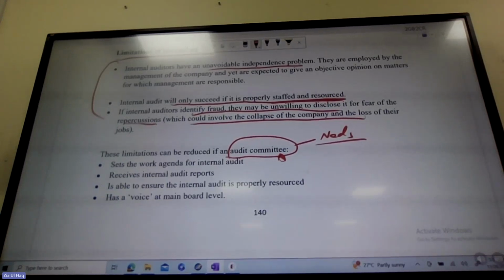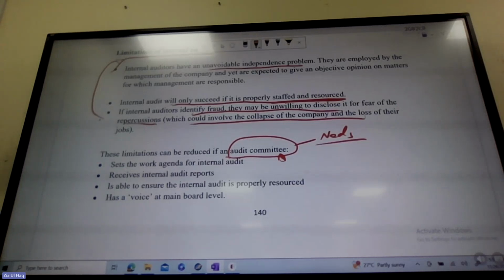By reporting his work to the audit committee, his independence can be ensured, his resources can be ensured, and he will be highlighting all frauds easily because he is not reporting to management. He is reporting to an independent body, the audit committee. But if there is no audit committee, then these are the three problems that internal auditor has to face.